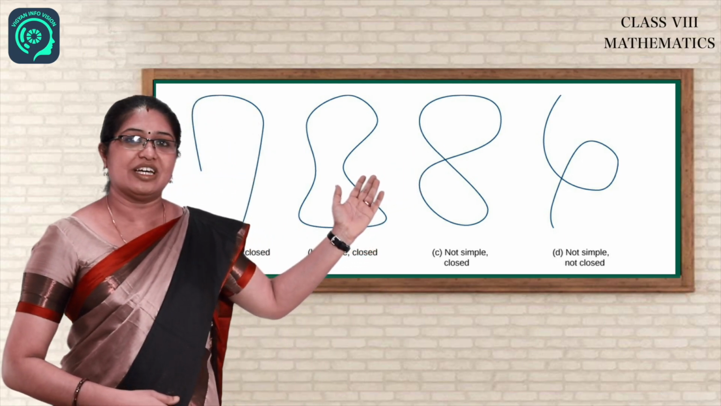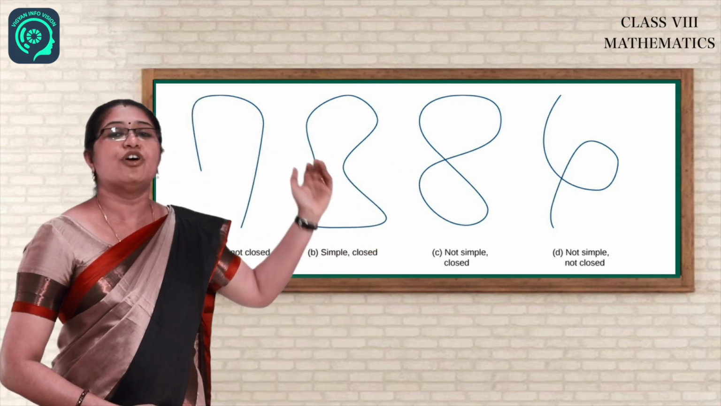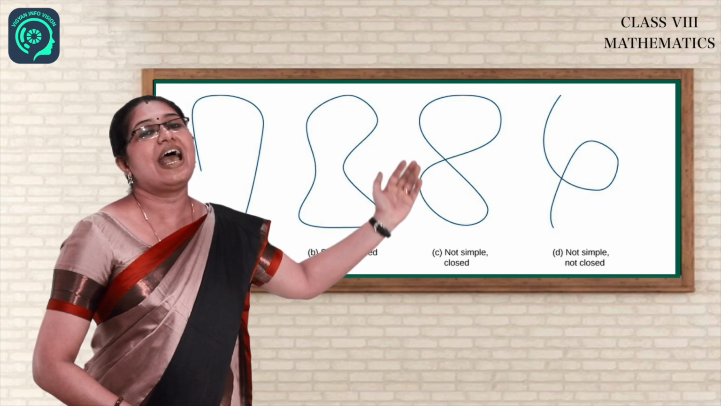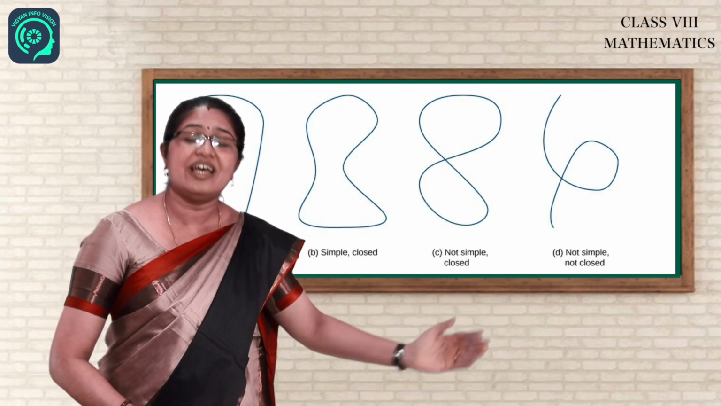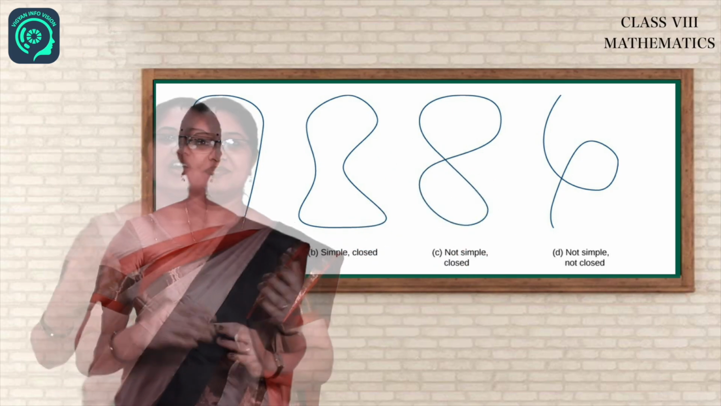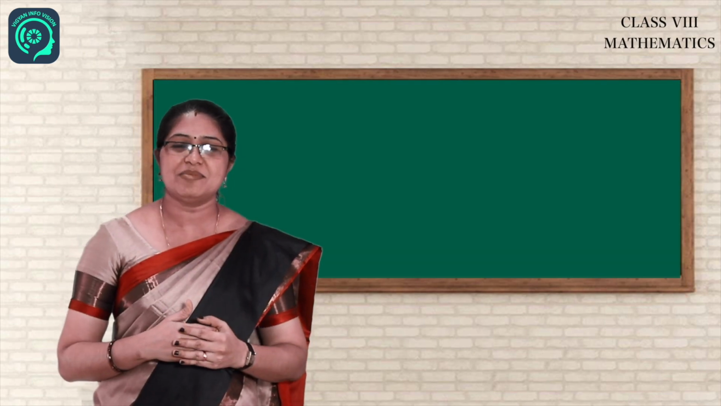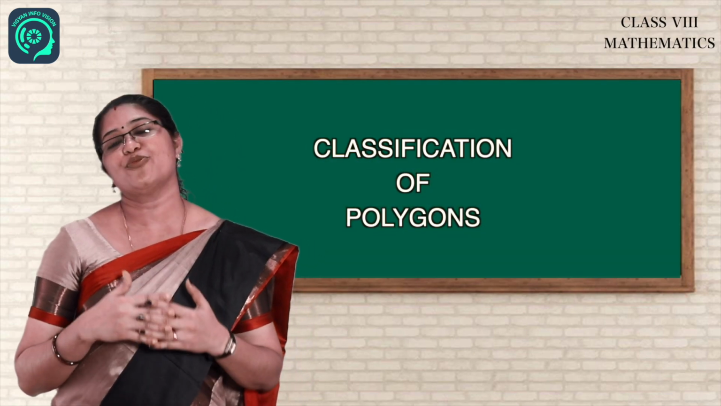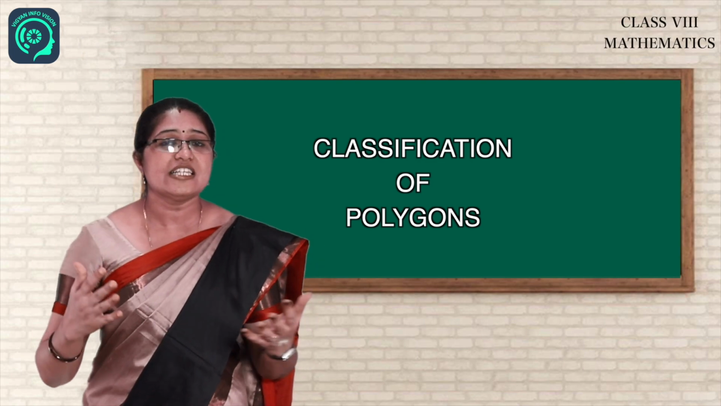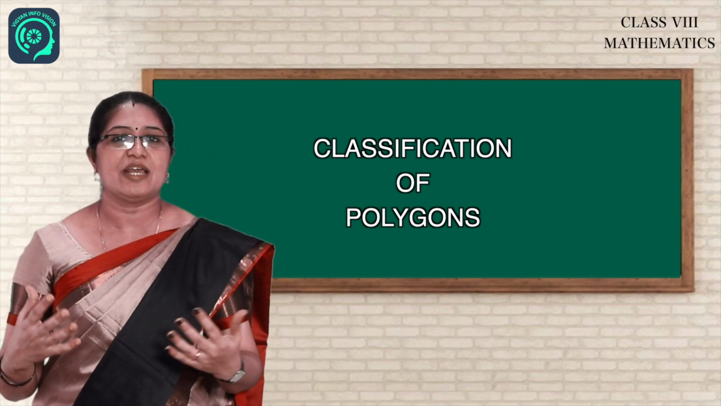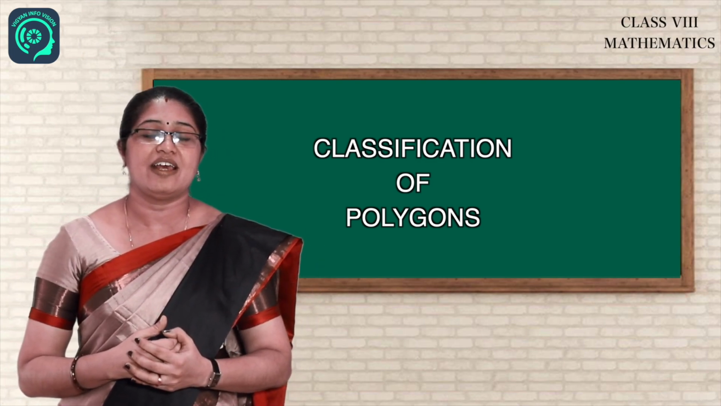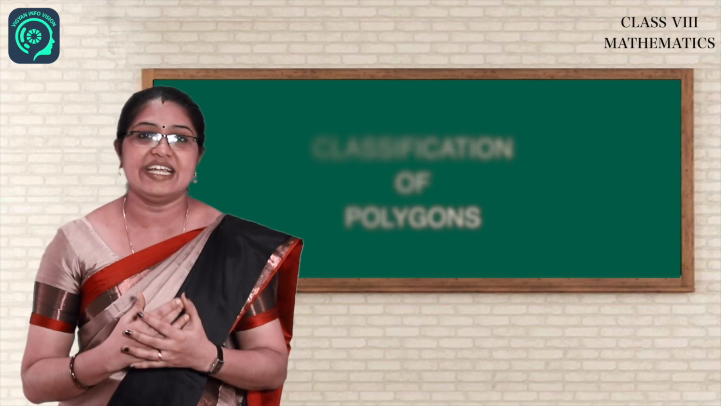You can see the picture here. It is simple curve, non-simple, closed and open curve. I think you understood. Now let us go to the next topic. Children, now the next concept is classification of polygons. Classification of polygons means the different types of polygons according to their sides.